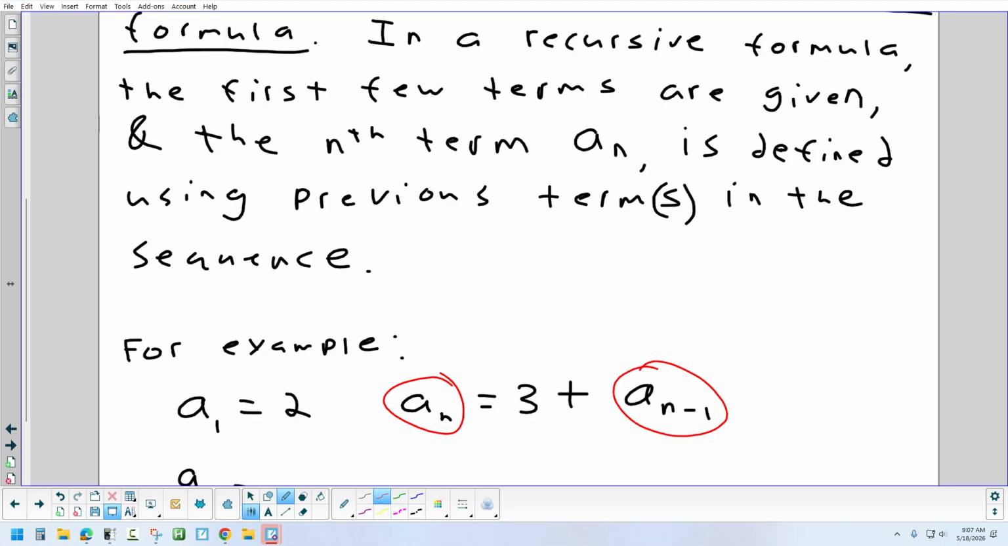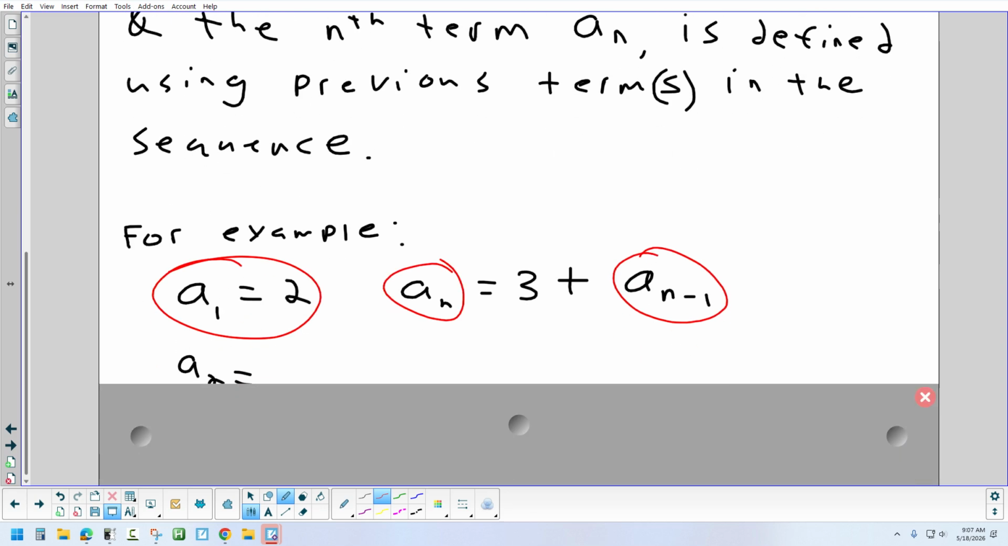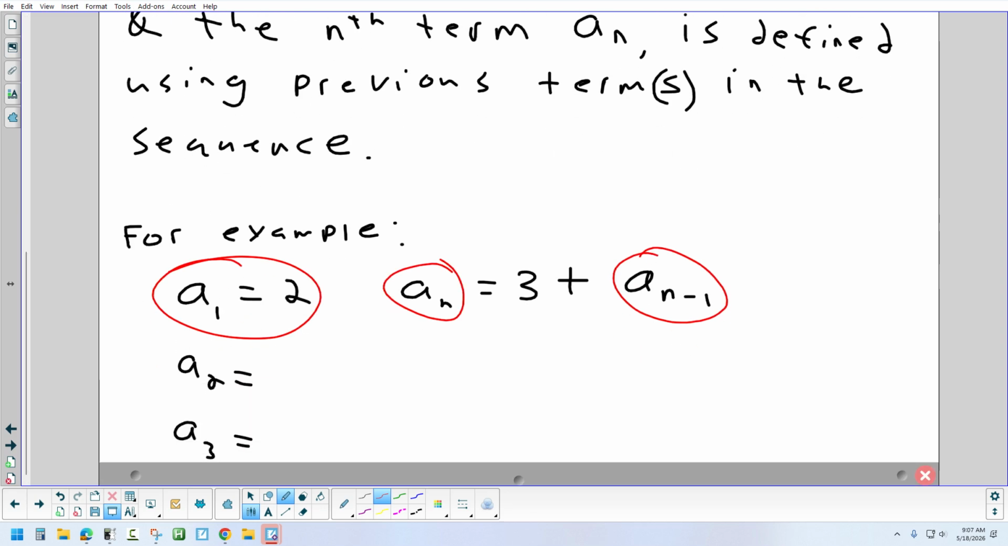But when they give you a recursive formula, they have to give you one other piece of information. They've got to give you the starting point. They can't just give you a formula without a starting point, because then you wouldn't know what the first value is. So in a recursive formula, how do I know the first value is 2? It has to be given. The second value, I can figure out using this formula.